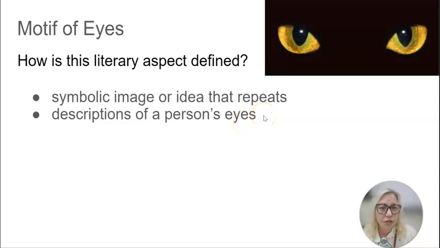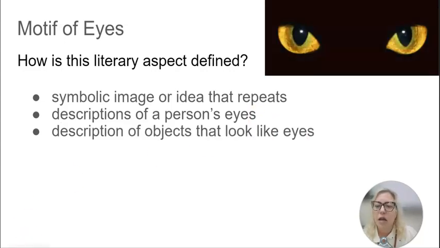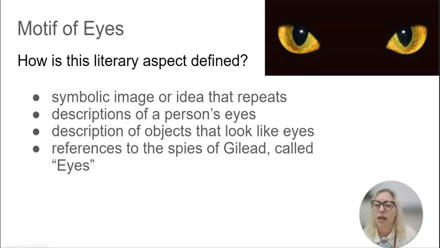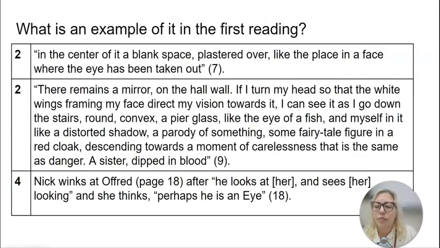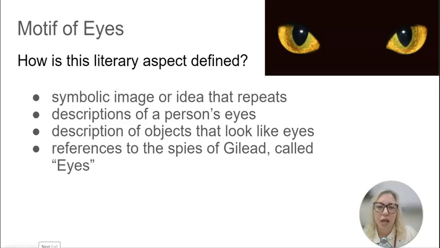But when you're looking for an individual example of the motif, you are going to simply watch for descriptions of people's eyes, eye contact, objects that look like eyes and that are compared to eyes work as well. References to the spies of Gilead, because their name is also eyes. And so those are all some different things that you can look for and that work as examples of the motif of eyes. That's how we're going to define this literary aspect for the book.